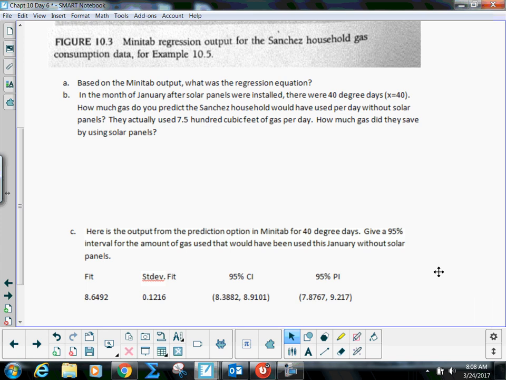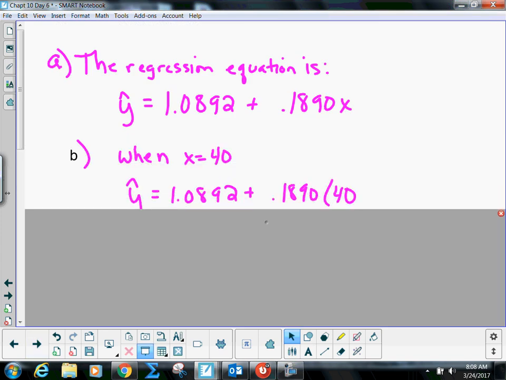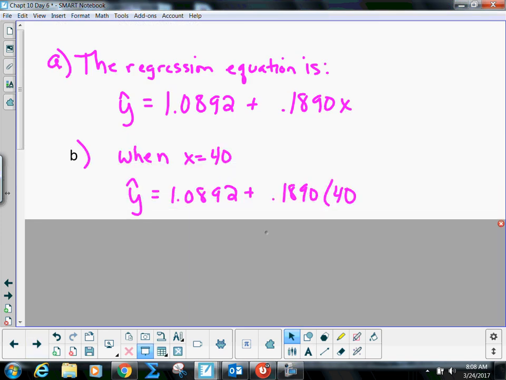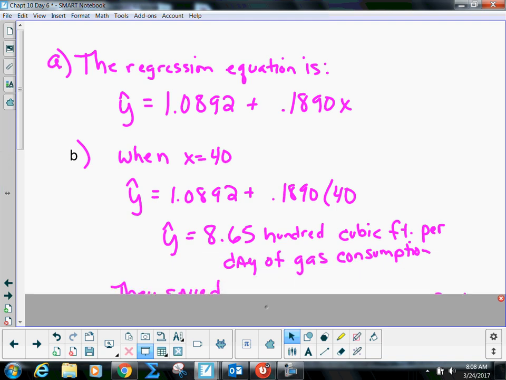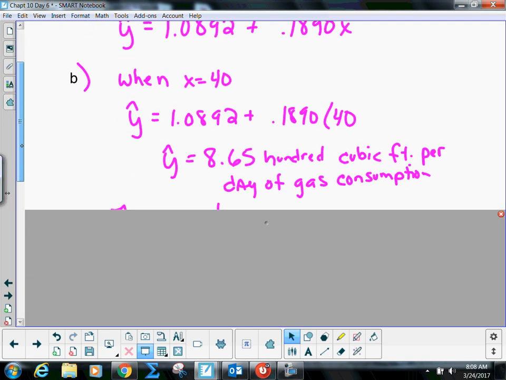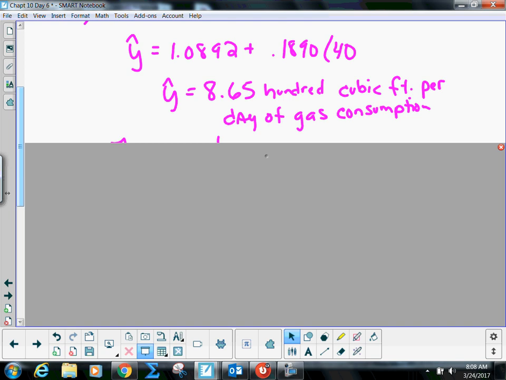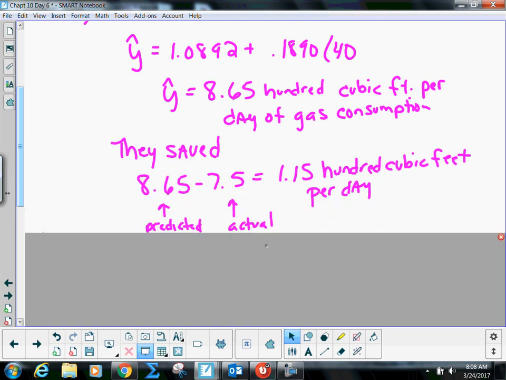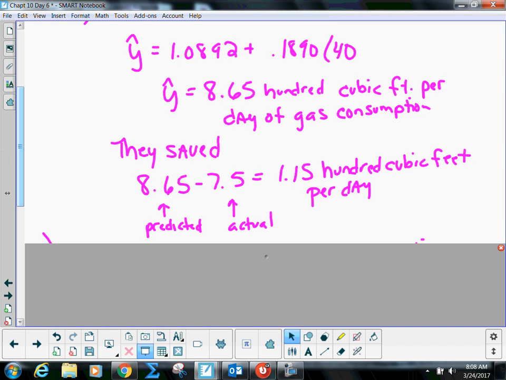Okay, so for this problem, basically you substitute 40 into the regression equation. So when I substitute 40 in, I got that they used 8.65 hundred cubic feet per day of gas consumption. Now the regression line predicted 8.65, but in reality they used 7.5. So the predicted amount minus the actual shows me how much they saved. They saved 1.15, so this is how much they saved. Okay, do you understand that?